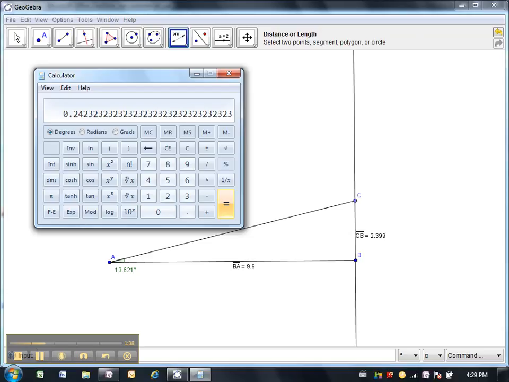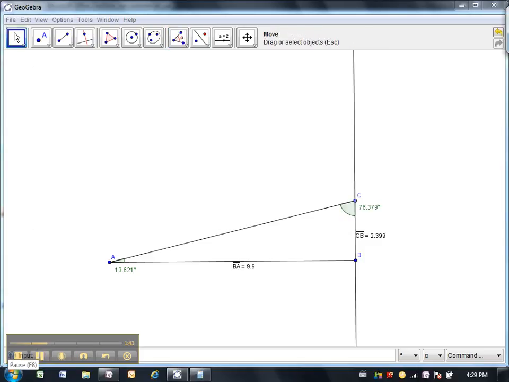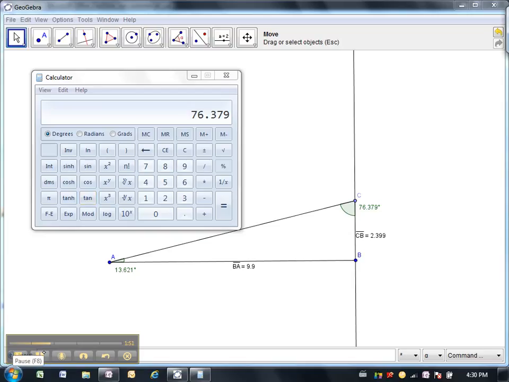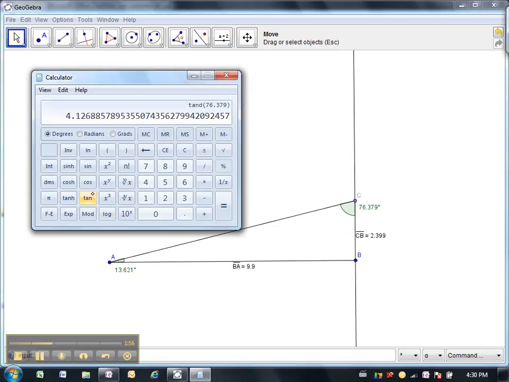Let's take a look at the other angle here as well. One second here. And like magic, the other angle, there it appears before you, 76.379 degrees. So on your calculator, if you were to figure that out, there it is on the calculator, and hit my tan button, boom, it's 4.127. That means if you take the ratio, the opposite side divided by the adjacent side, you should get 4.127.